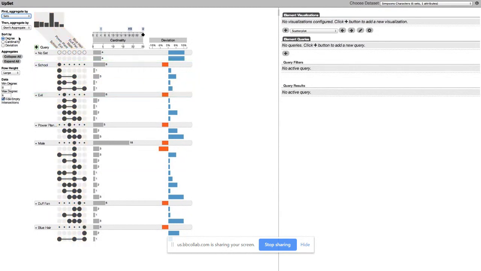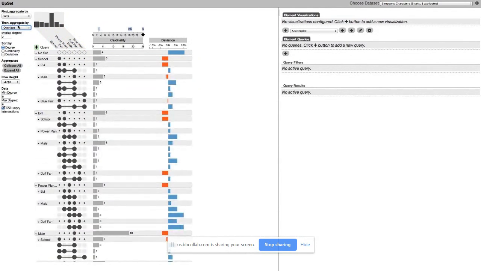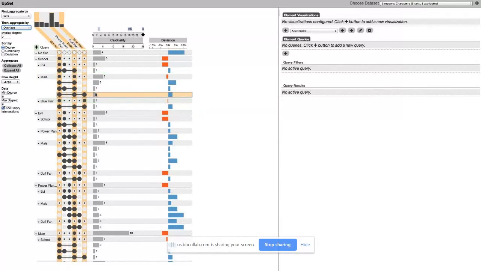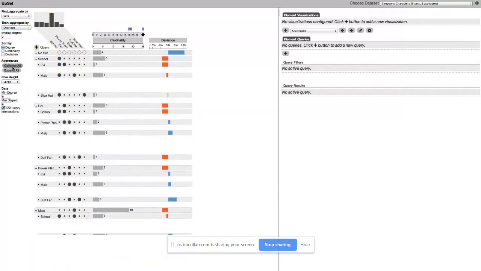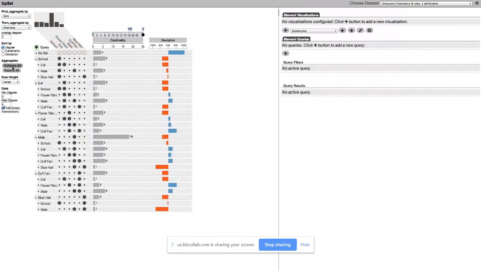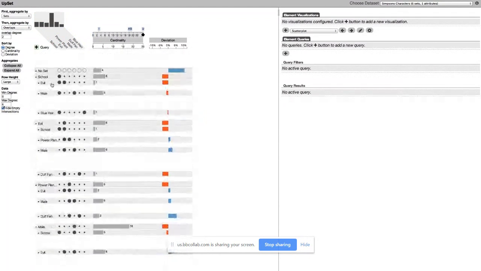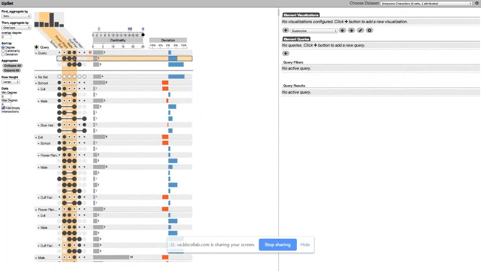To see the overall relationship between school and male, we can add an aggregation by overlaps. Here we see that there are 3 intersections in the male-school aggregate, with a total of 5 characters. To get an overview of all interactions, we can hide the individual intersections. We can also explicitly query for an intersection. Let's select the males that work in the power plant. We see the 2 intersections and a total of 5 characters match our query.